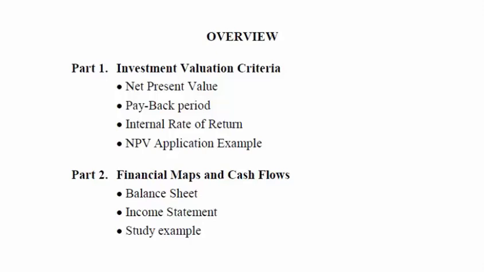In the second part, we present a review of the main financial maps which are important for this subject, namely the balance sheet and the income statement. To illustrate the main interactions between these two pieces of information, we then present a simple practical example.